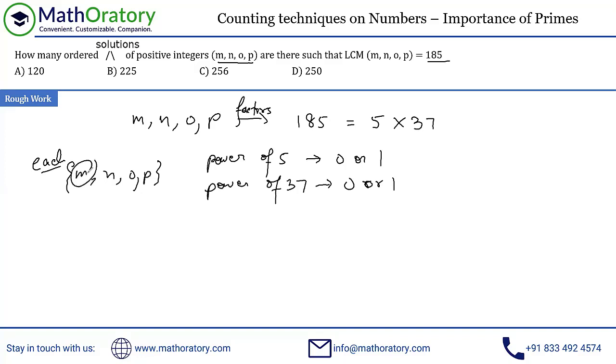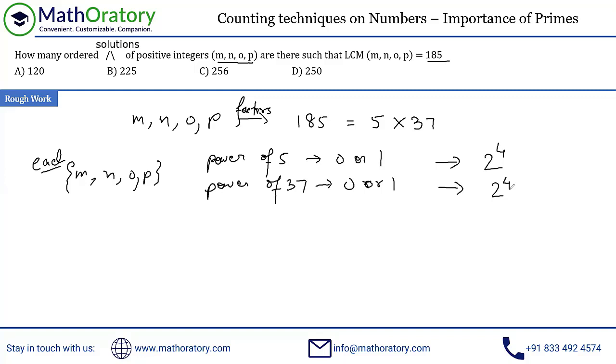For each of M, N, O, and P, the power of 5 will have 2 possibilities, either 0 or 1, right? So there are corresponding possibilities, by the way. So we have 2 to the power 4 possibilities for distributing the powers of 5, and 2 to the power 4 possible ways of distributing the power of 37.